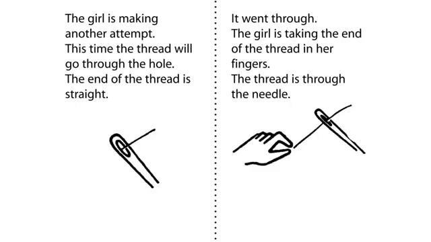The girl is making another attempt. This time the thread will go through the hole. The end of the thread is straight. It went through. The girl is taking the end of the thread in her fingers. The thread is through the needle.